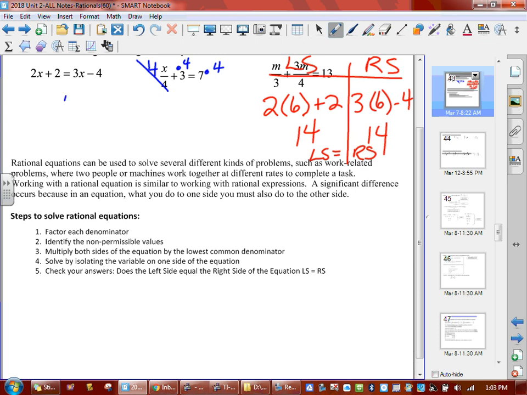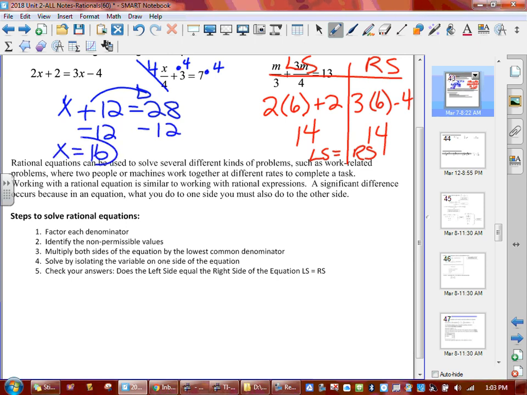So now we're going to get x plus 12 equals 28. Okay? Now we've got to move our 12 to the right. So we're going to subtract 12. X equals 16. Okay? Most of this, you don't have to do a left side, right side check. We're okay with most of it. The last step always does say, do check your answers.